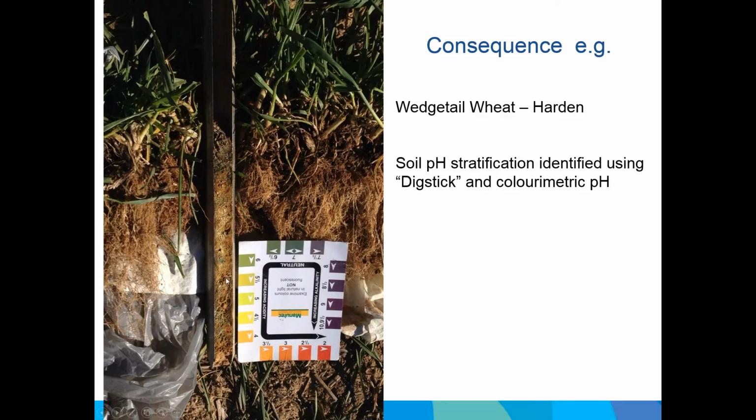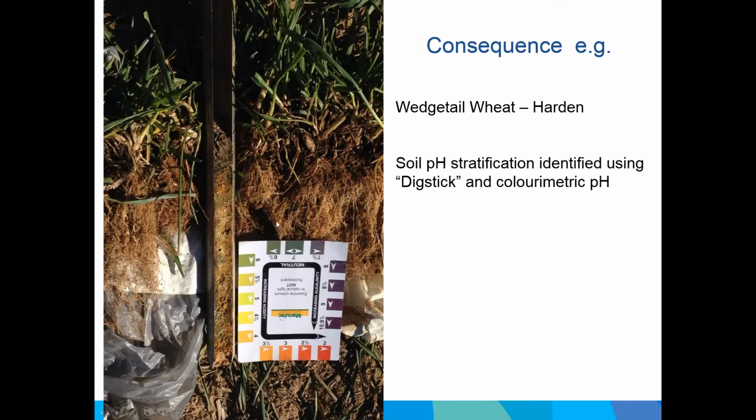I stuck the dig stick in, put the indicator on, had a look, and basically in the top 5 centimeters the pH was around 6.5 to 7, and this is equivalent to pH measured in water. But after 5 centimeters, it was a yellow color, so the pH is less than 5 here, which would marry up to about 4.2, 4.3 in calcium chloride. So it's really acidic down here, and basically these plants didn't put many roots below 5 centimeters. There was some, but not many. And so that was a real limitation to that crop.